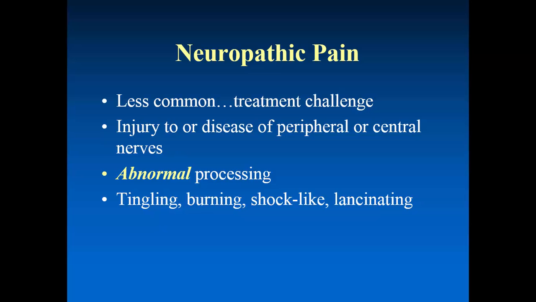Neuropathic pain, on the other hand, the second large category, is less common, although we certainly see it frequently enough, and it is indeed a treatment challenge. It involves injury to or disease of the peripheral or central nerves, and the important thing to remember is that this involves abnormal processing, that the nerves are not firing in a way that they should. Oftentimes the descriptions are tingling, burning, shock-like, lancinating, throbbing in nature. And again, it can be injury anywhere along the ascending neuronal pathways or the descending pathways, which we'll talk about in a little bit.